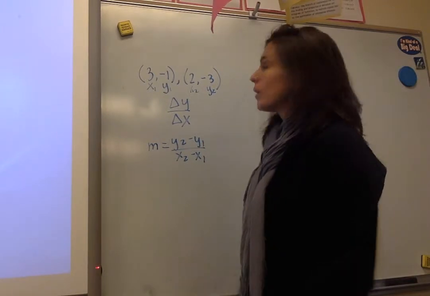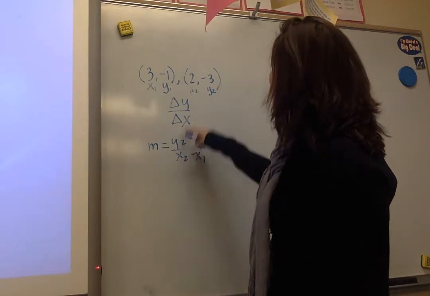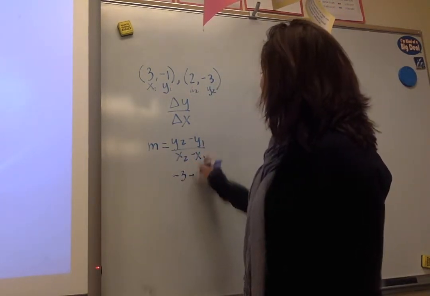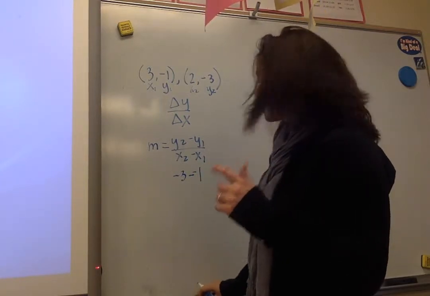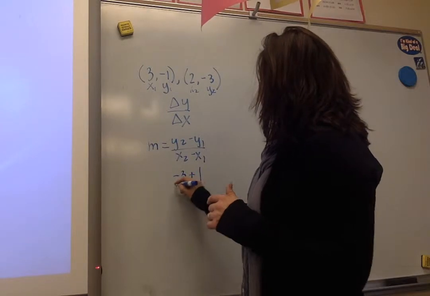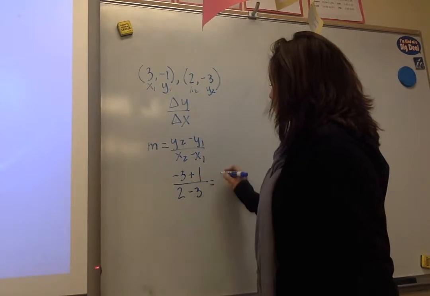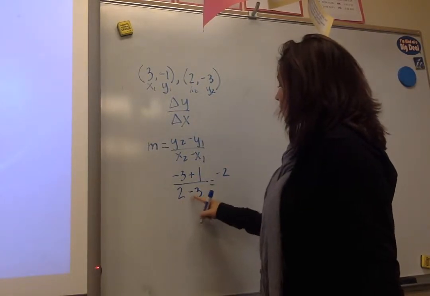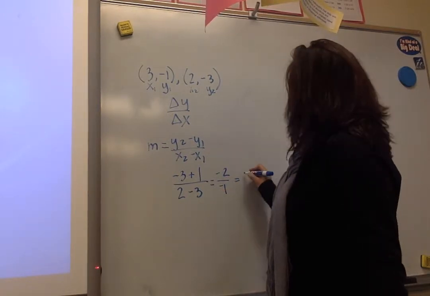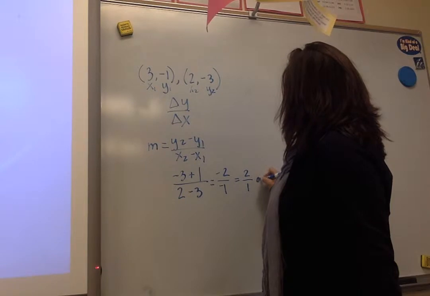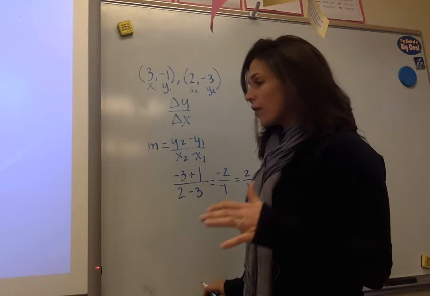So last year we said that we are just going to evaluate this formula. So I am simply plugging in numbers. y2 is -3 minus y1, which is a -1. And minus a negative, what do we know? We know that it's positive. And I'm going to put that over 2 minus 3. So -3 plus 1 is -2. 2 minus 3 is -1. A negative divided by a negative is a positive. And so my answer is 2 over 1, or just 2. That's how we find slope from a formula. We can also find it another way.